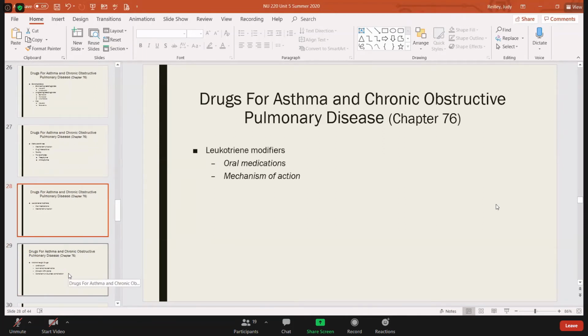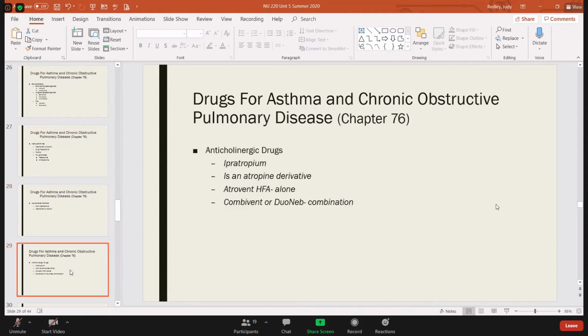When you look at the leukotriene modifiers, these are going to be your Singulair, your Zyflo medication. So the mechanism of action here is that it suppresses the effects of the leukotrienes, which are components that promote smooth muscle constriction and help in the inflammatory response. So it decreases bronchoconstriction in inflammatory responses. So it helps patients' airways open up.